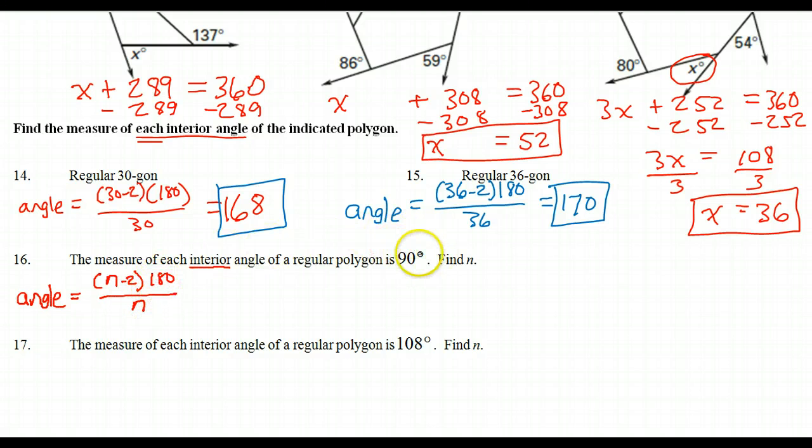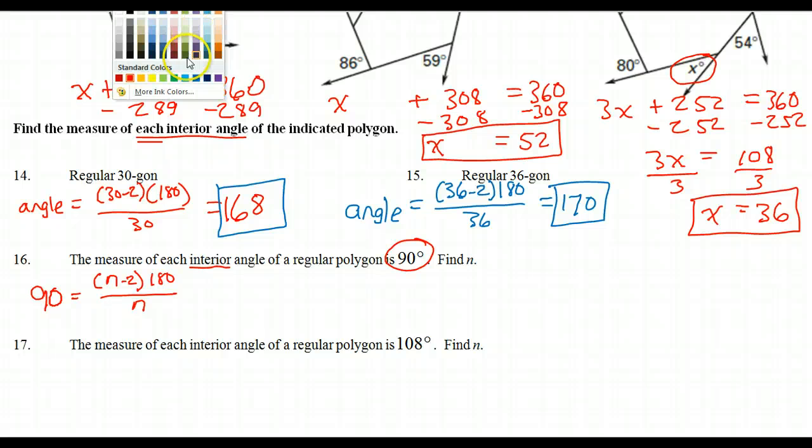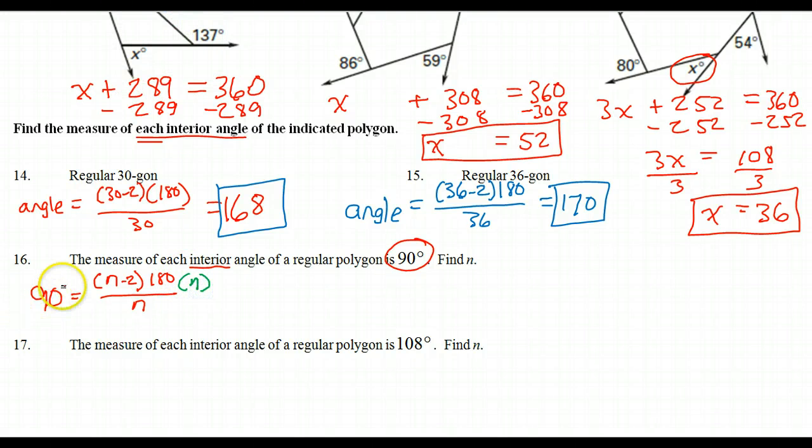But this time we know the angle. The measure of each angle is 90 degrees. So instead of just writing the word angle right here, I could go ahead and put in the 90. So 90 equals n minus 2 times 180 divided by n. It's just a matter of solving this. I could solve this by multiplying both sides of this equation by n. That way these n's are going to cancel each other out.